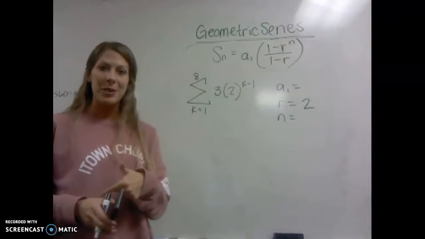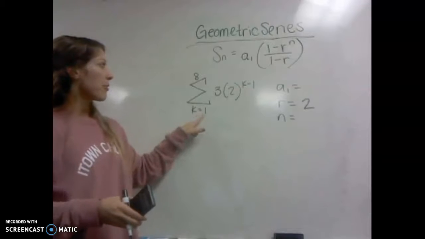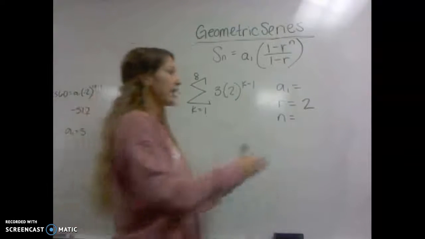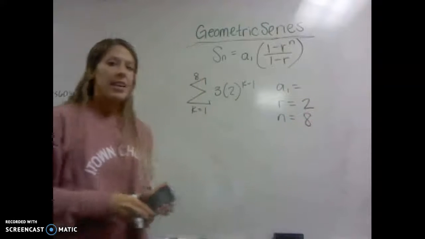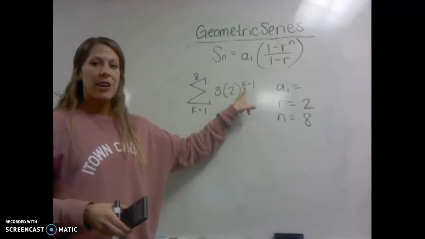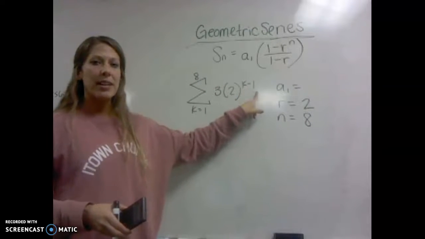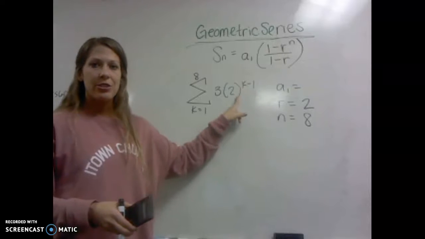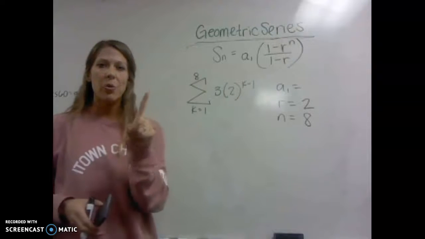The number of terms is pretty easy. We're going from 1 to 8, so that means we're plugging in 8 different terms. And then to figure out the first term, you just plug in a 1. If I plug in a 1 for the variable, 1 minus 1 is 0. 2 to the 0 power is just 1.